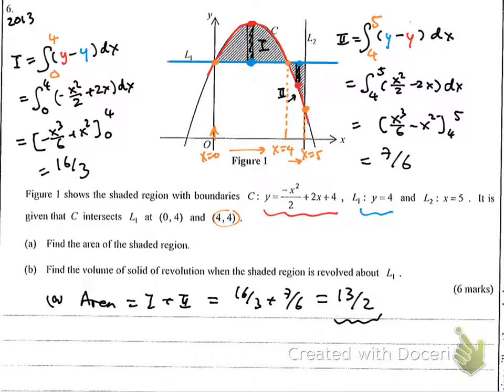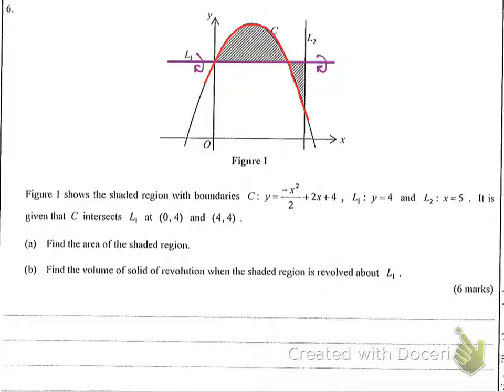In part B, we want to deal with the volume, but the funny thing is the axis of revolution is not the x or the y axis. It's kind of like an offset axis. It goes somewhere else.